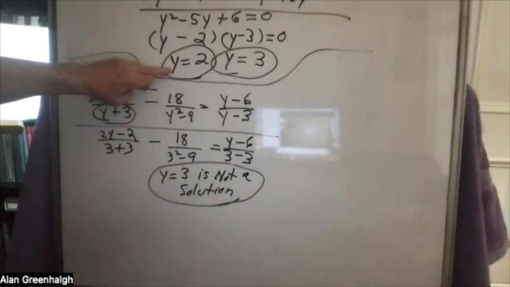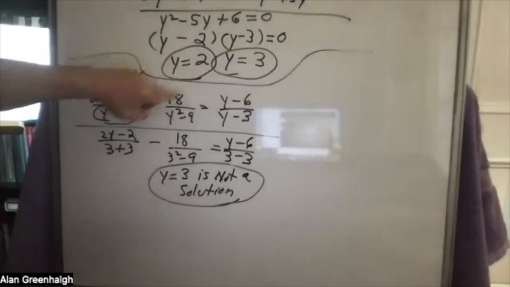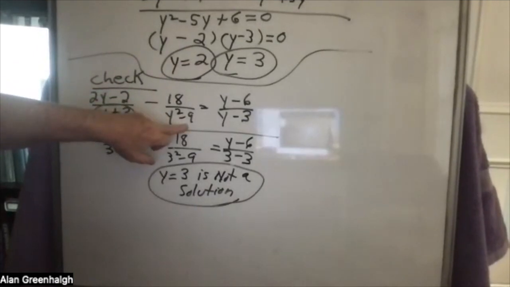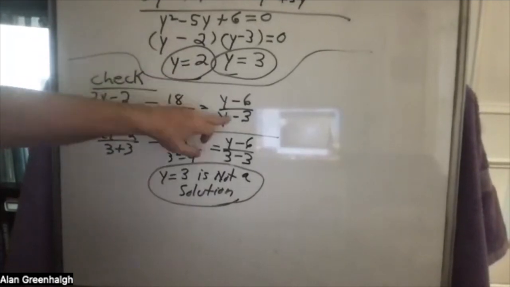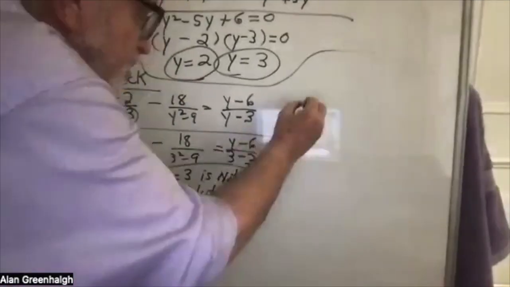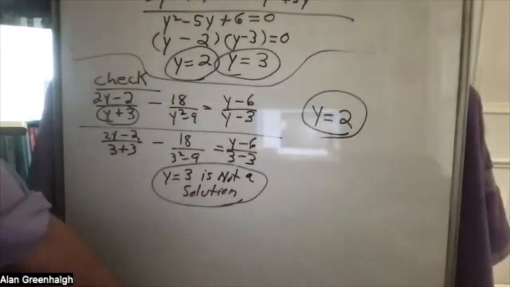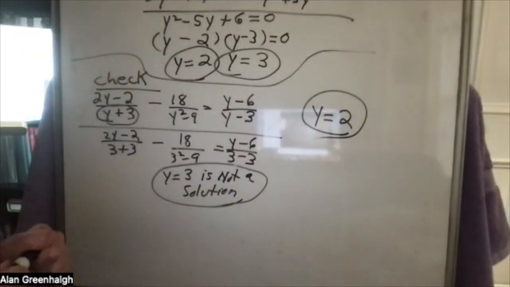But this is, because there's nothing we can do here. 2 plus 3 is 5. That's great. 2 squared, this is going to give you a negative denominator. That's okay. This will give you a negative denominator. That's okay. So the answer is y is equal to 2. And that's the only solution that we have.